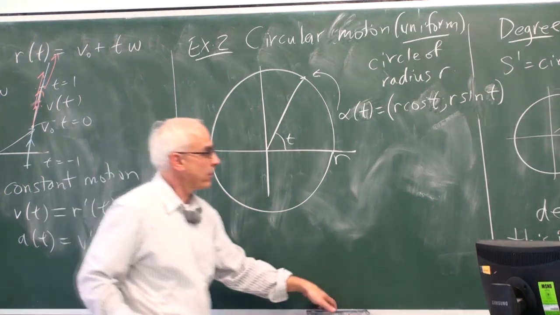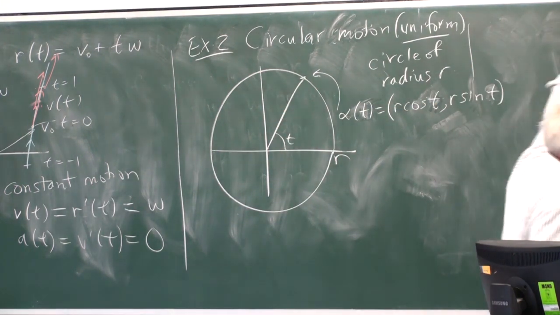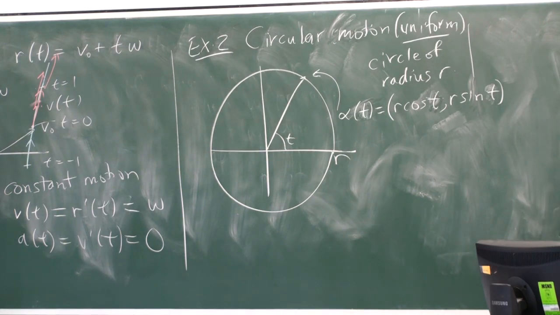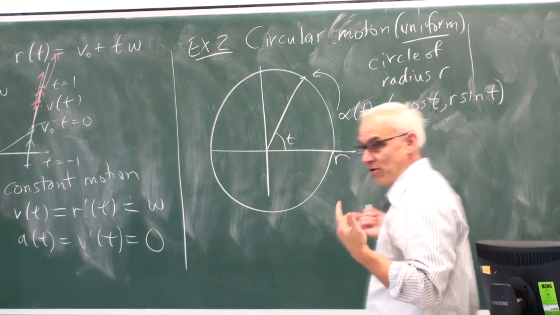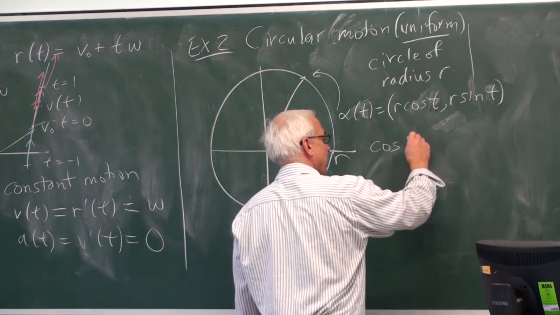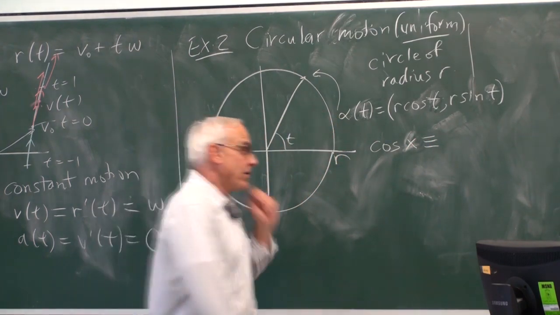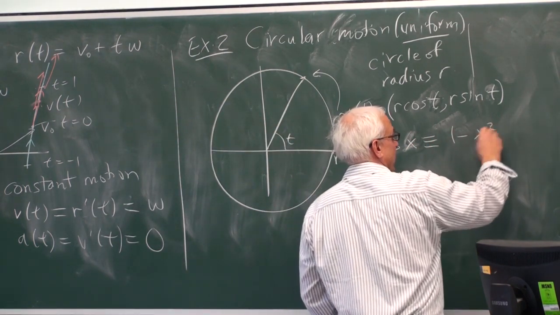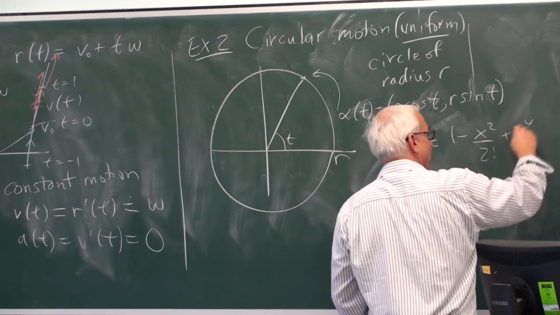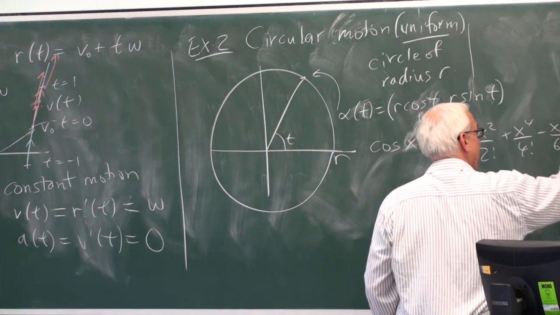So here we have these transcendental functions, cosine of t and sine of t, which of course we're just viewing approximately. Okay? And what are the definitions of cosine and sine? Cosine of x, let's say, is by definition 1 minus x squared over 2 factorial plus x to the 4th over 4 factorial minus x to the 6th over 6 factorial and so on.